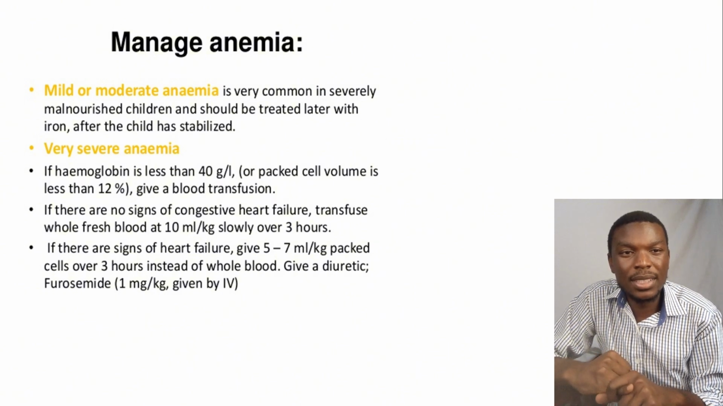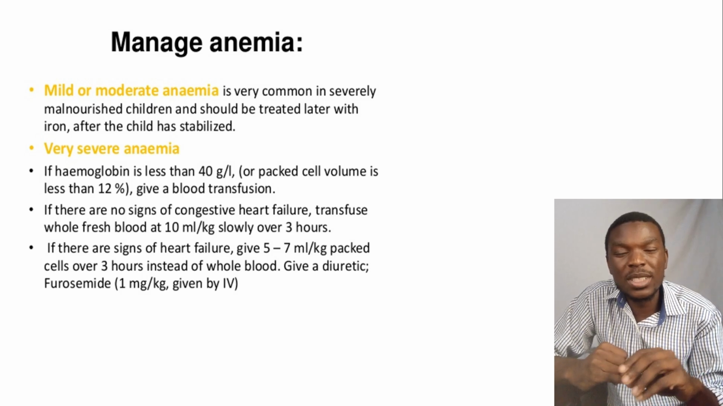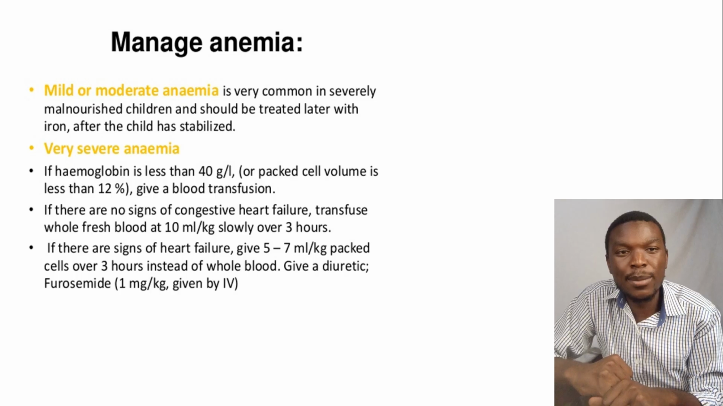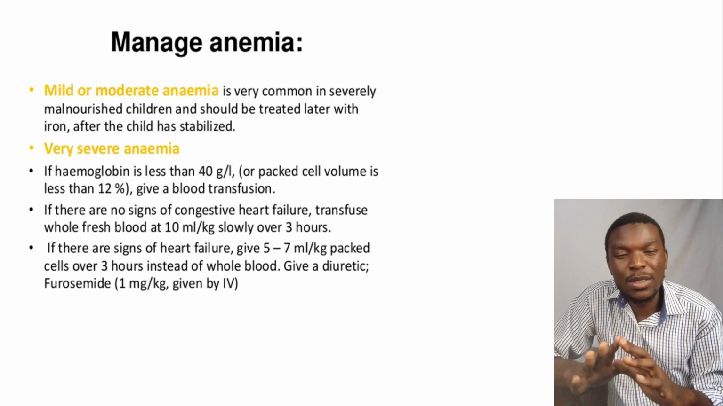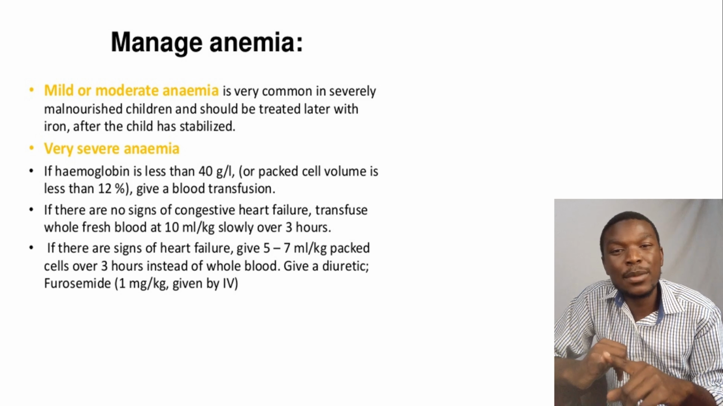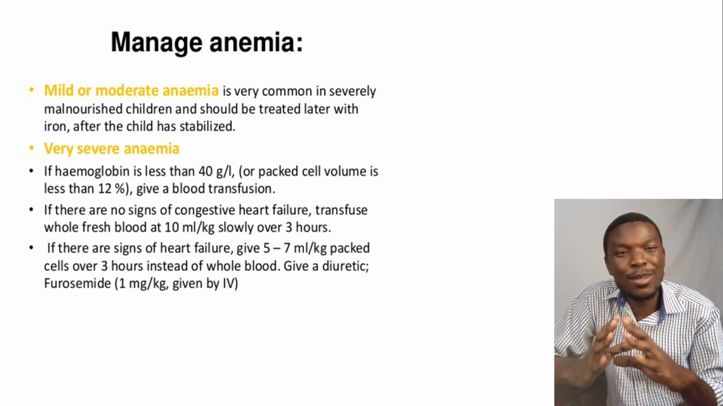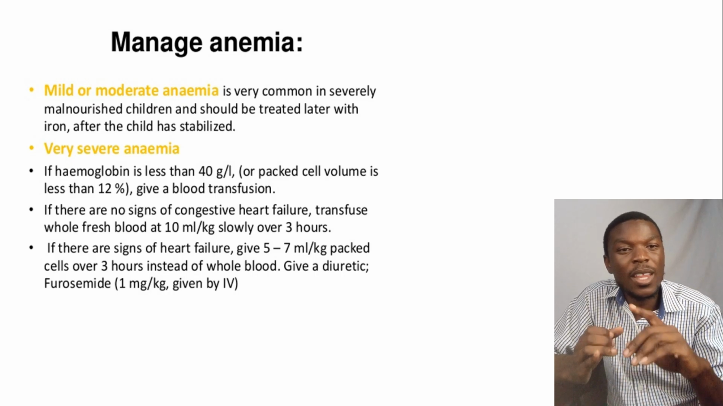So how are we going to do this? If the HB is less than 4 grams per deciliter, or the packed cell volume is less than 12%, we give a blood transfusion. If there are no signs of congestive heart failure, transfuse fresh whole blood at 10 ml per kg slowly over 3 hours. So check this child has no signs of heart failure. Then you can transfuse blood at 10 ml per kg slowly over 3 hours or more. Then you continue.